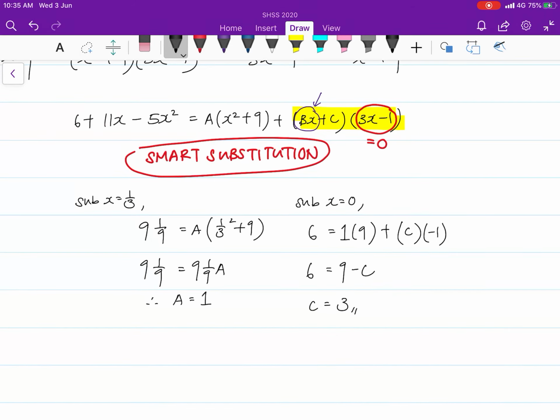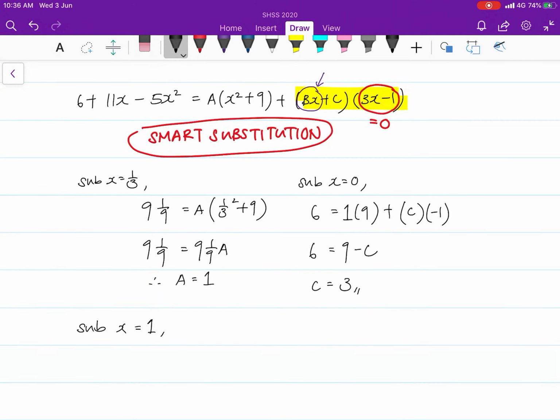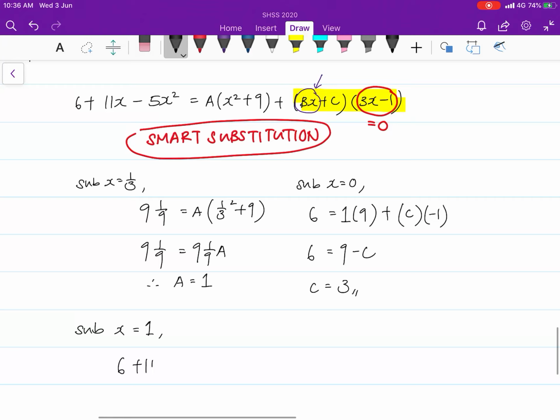I'm only left with b, and I don't have any more smart substitution left. But since I already found the value of a and c, I can just substitute any value of x in. So I would choose the value 1 because it is easy. On the left side it would be 6 plus 11 minus 5 equals, a is 1. If x is 1, 1 squared plus 9 is 10, plus bx, because I don't know the value of b, it will still be b times x, which is 1, so it will be b plus c, which is 3, bracket 3x minus 1, 3 times 1 is 3 minus 1 is 2.